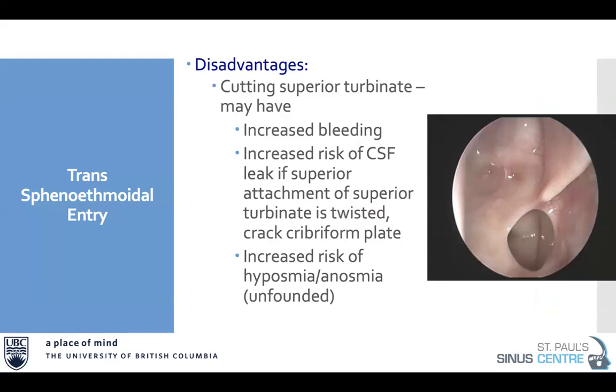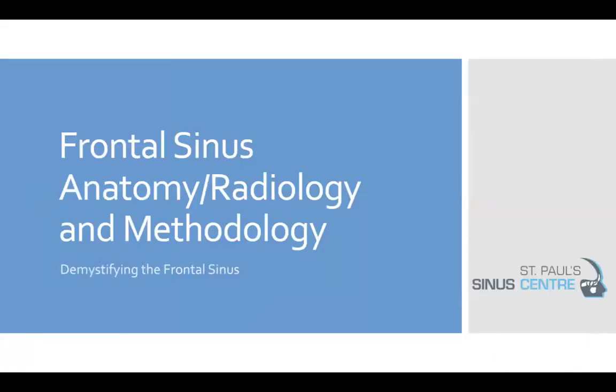The disadvantages of cutting the superior turbinate: increased bleeding. There's an increased risk of a CSF leak if you're not careful, and I've seen that happen. I've got a nice video of it. You can get an increased risk of hyposmia or anosmia, although we did a study on this and we found that that wasn't true, that cutting through the inferior part of the superior turbinate does not cause any anosmic problems.